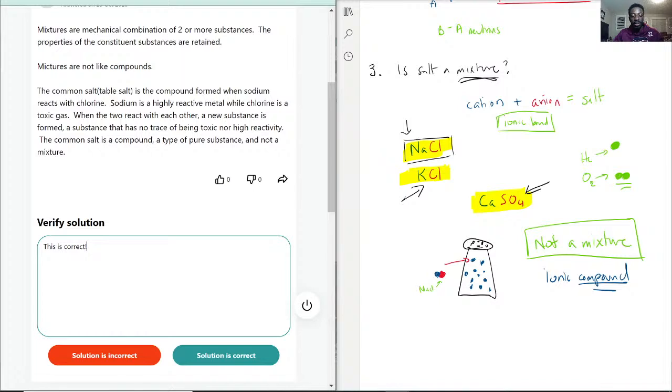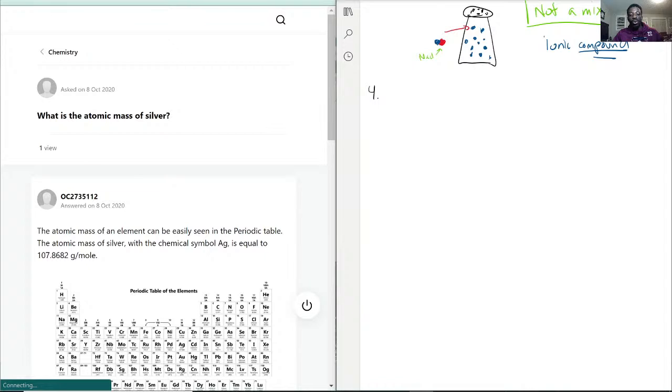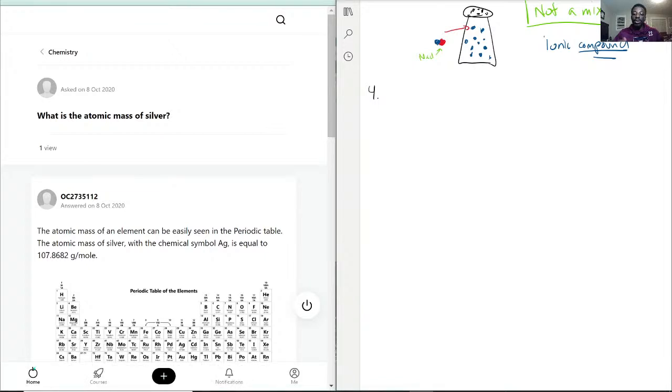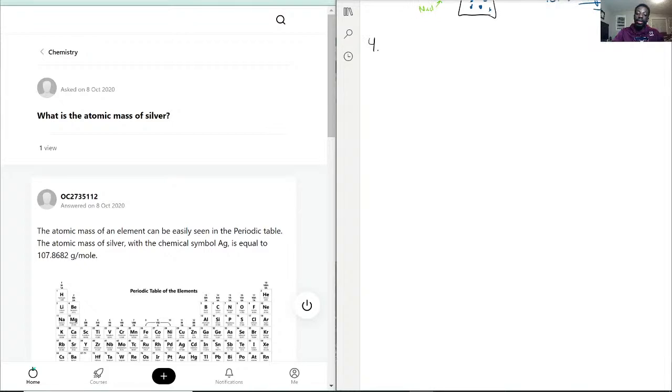Salt is indeed not a mixture. So we're on question 4 now. All right, so we have, what is the atomic mass of silver? Now I'm actually glad we touched base on the whole atomic element versus molecular element versus molecular compound, because it'll actually help us here.